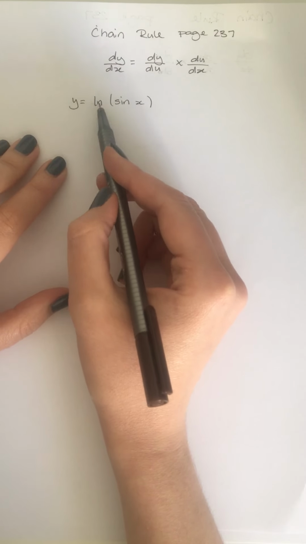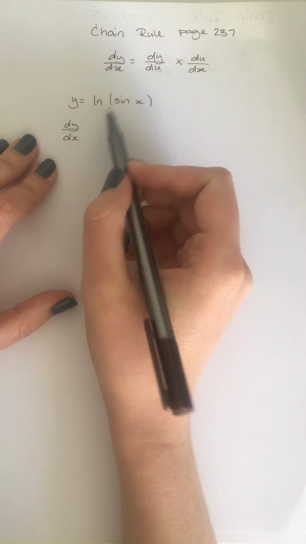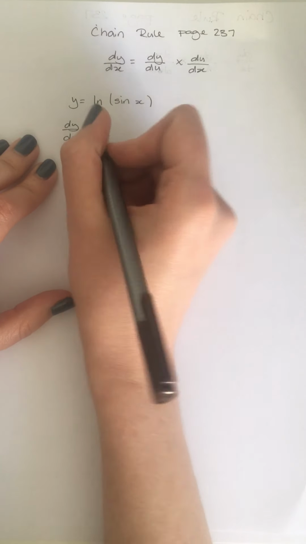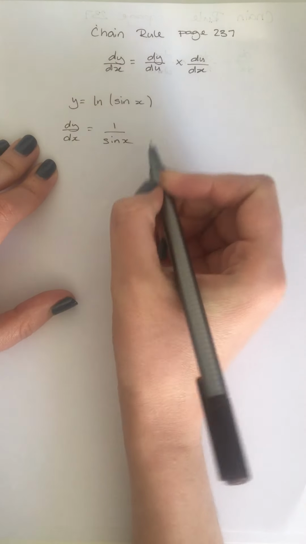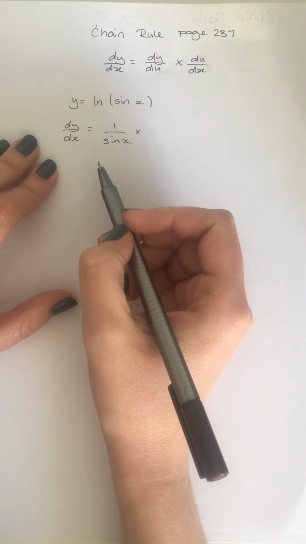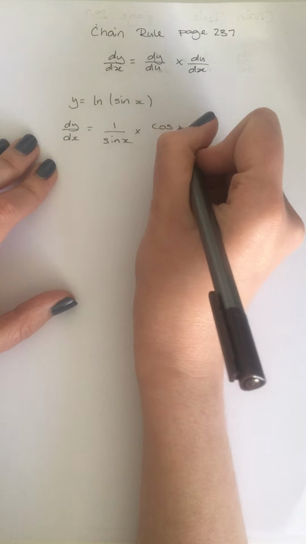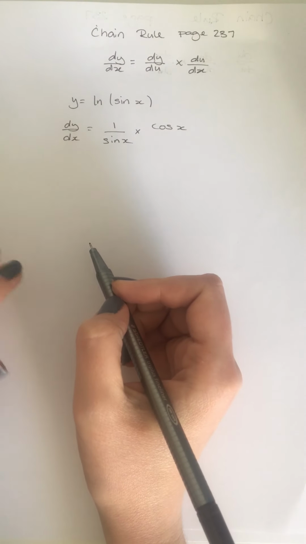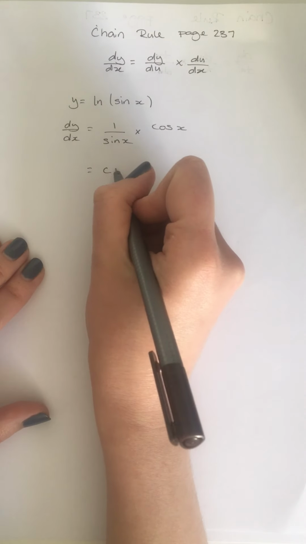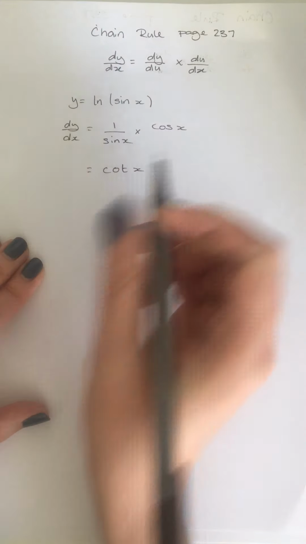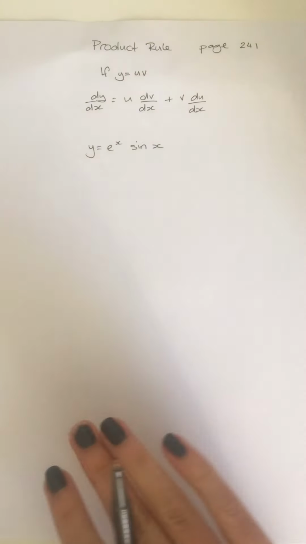If I'm trying to differentiate ln of u, then dy by dx, the standard derivative for ln, is going to be 1 over my function. So this is going to be 1 over sine of x. And then I need to multiply by the derivative of this thing here, and the derivative of sine x is cosine x. Now I can write this as cosine over sine, or if you prefer, hopefully remember that cosine over sine is the same as cot of x. And so I find my derivative using the chain rule. Let's move on to product rule.